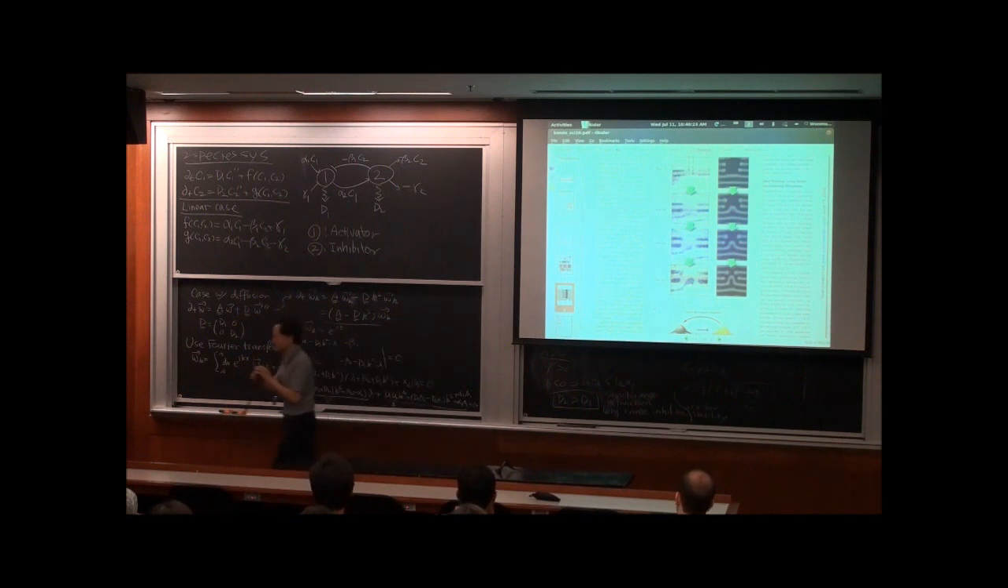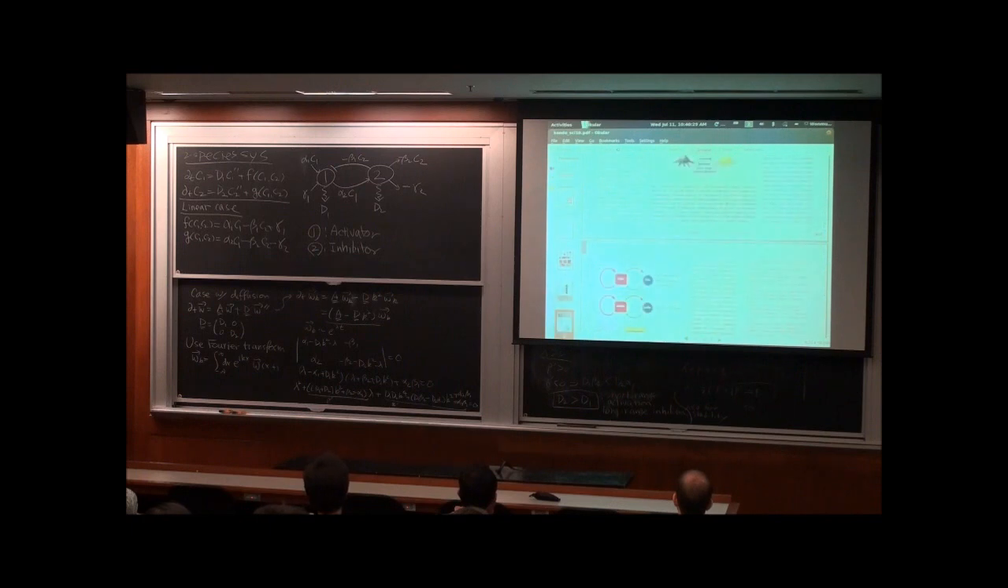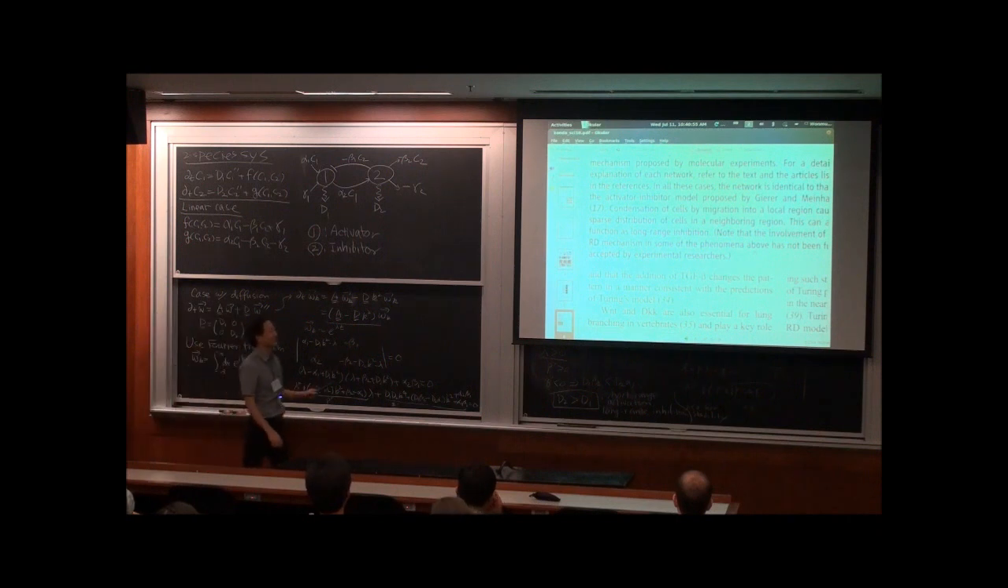So actually, it's an interesting remark in this paper. They talk about this possible activator-inhibitor interaction in genes. We talked about this Nodal and Lefty and so on. So this is activator, that's inhibitor. And this is interesting. Note that the involvement of the reaction diffusion mechanism in some of the phenomena above has not been fully accepted by experimental researchers. So it's still under debate.